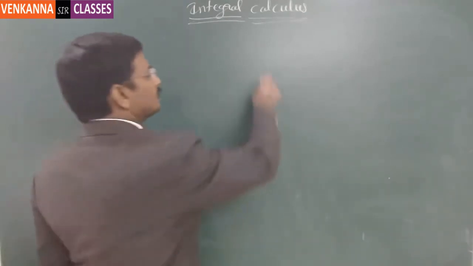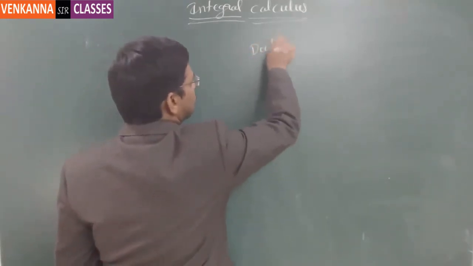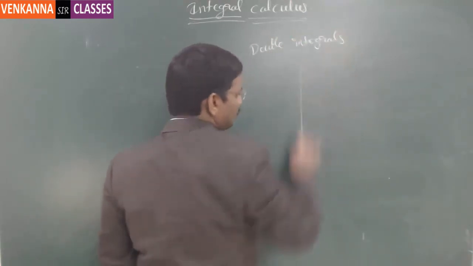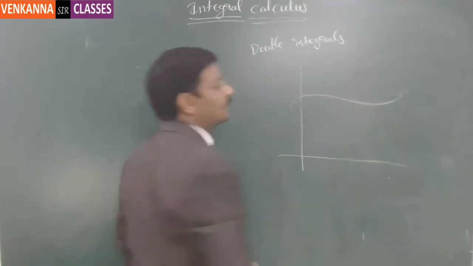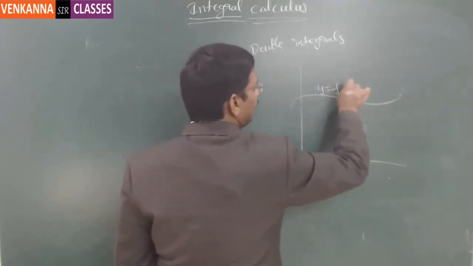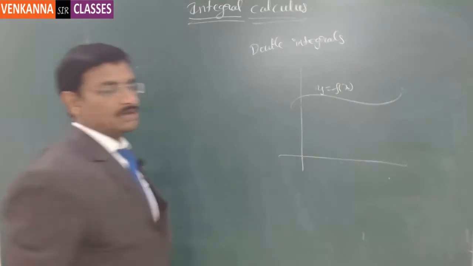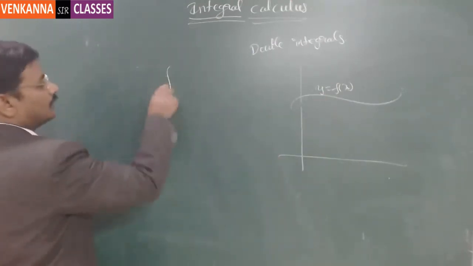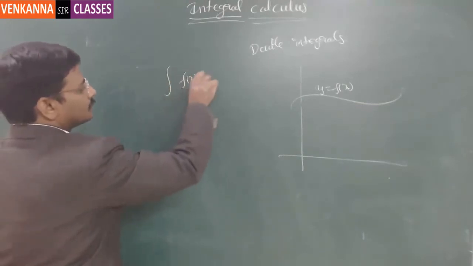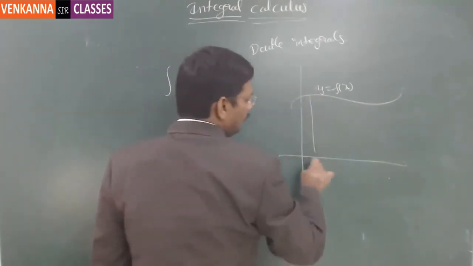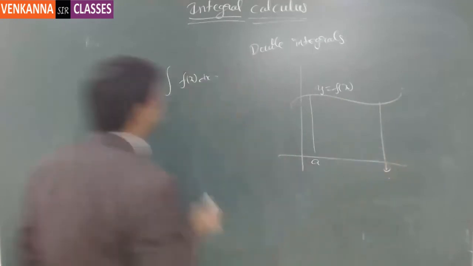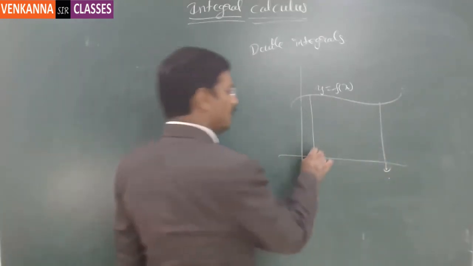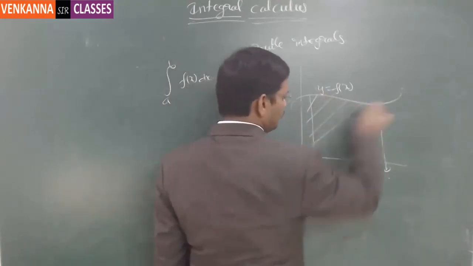So double integrals. In this, what we are doing is, suppose the function y is equal to f of x is given, and we want the area under this particular curve. We will straight away do the integral of f of x dx. Let us say it is between a and b, then the integral from a to b of f of x dx is nothing but the area under this particular curve with respect to the x-axis.